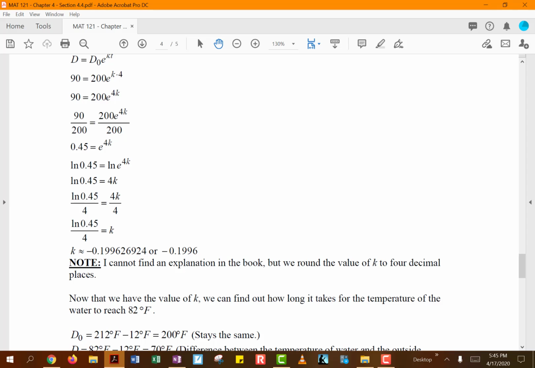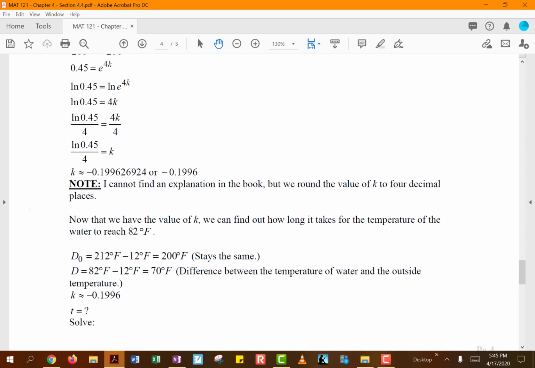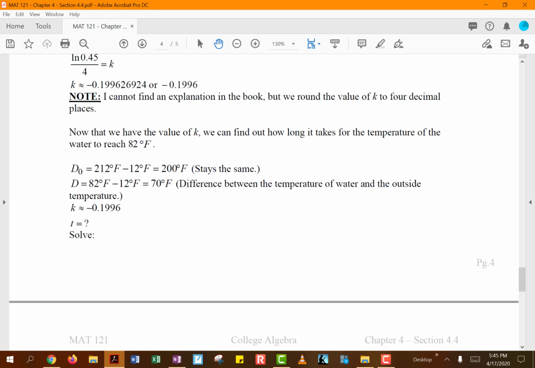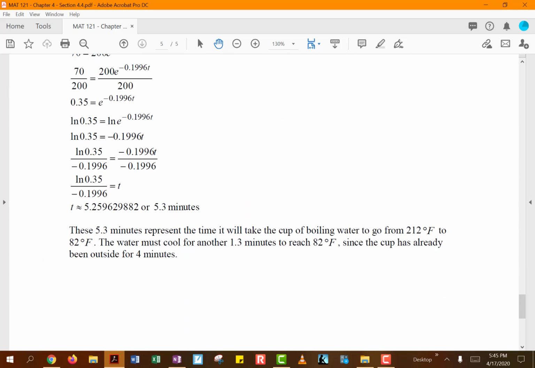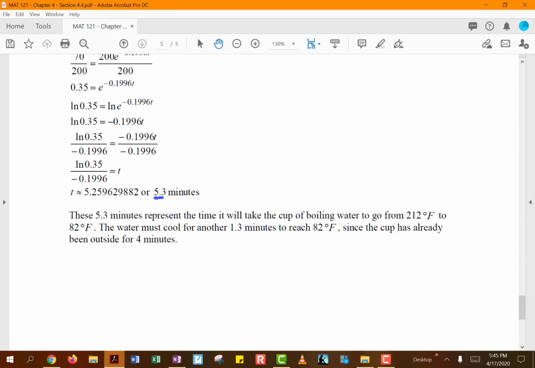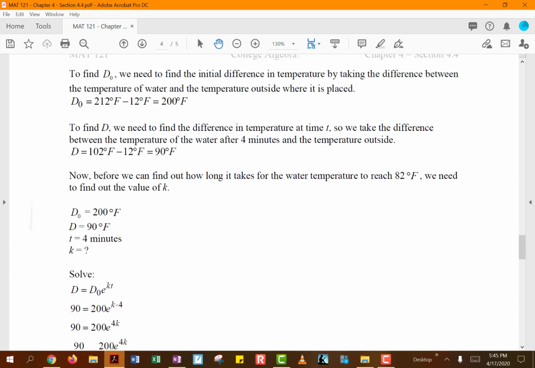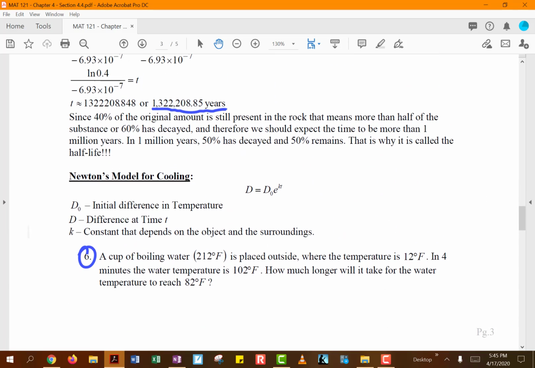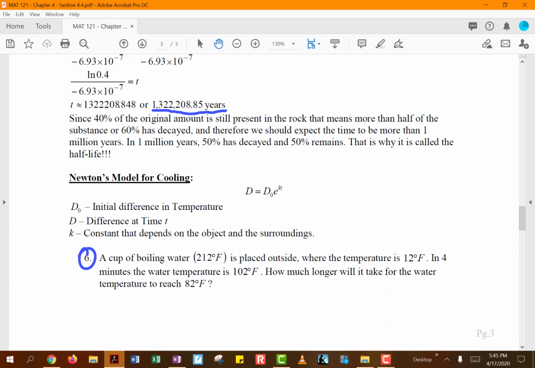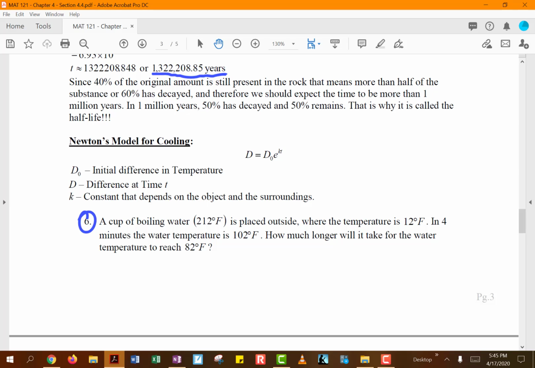Again, of course, we're using a form of the base change formula, and as you go through the process, they're basically saying after you have spent approximately 5.3 minutes outside with this cup of boiling water, it will have fallen down to 82 degrees Fahrenheit. So this example here, the Newton's cooling method, is actually also something that law enforcement uses, when they are trying to estimate the time of death.